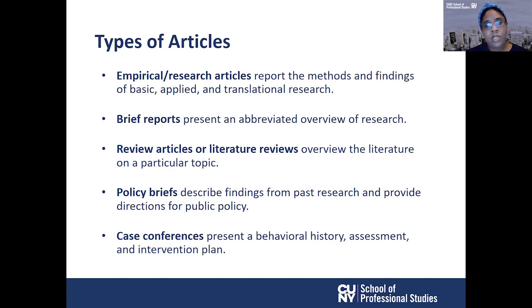Review articles or literature reviews are secondary sources, because what they are is basically a synthesis, or a gathering together, of research on a particular topic. And so it's going to be someone else summarizing research. So we call that a secondary source. A primary source is if you're reading the research directly.